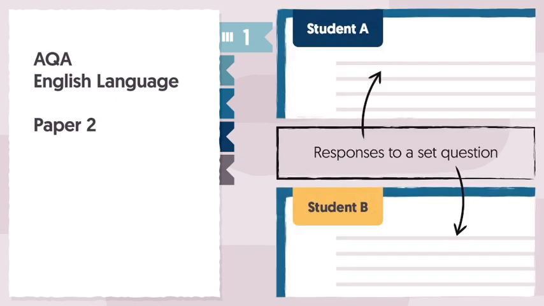In this video, we're going to talk through how to approach AQA English Language Paper 2 Question 1. To do that, we'll look at a couple of student responses to a set question, so remember you can pause the video at any point if you need time to read through what's on screen.